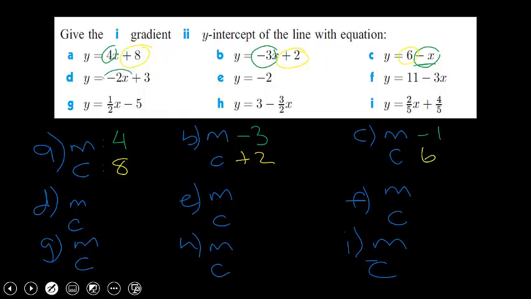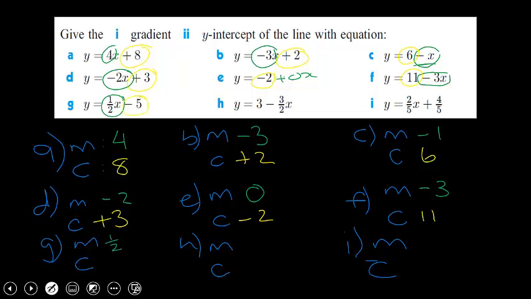D, my m value is minus 2, that's the coefficient of x, and my c value, my y-intercept, is plus 3. E, my m value is not stated, so actually it is plus 0x, so my m value is 0, and my c value is going to be minus 2. On F, my m value is in front of the x, so it's minus 3, and my c value is going to be 11. G, my m value is a half, and my c value is minus 5.